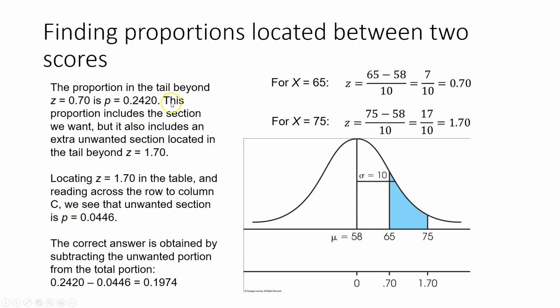If you take the total portion beyond this point and subtract from it the portion that's here in white, you'll notice that there are 0.1974 scores falling in the shaded region here. In other words, about 20% of people drive between 65 and 75 miles an hour on a freeway where the speed limit is 60 miles an hour.